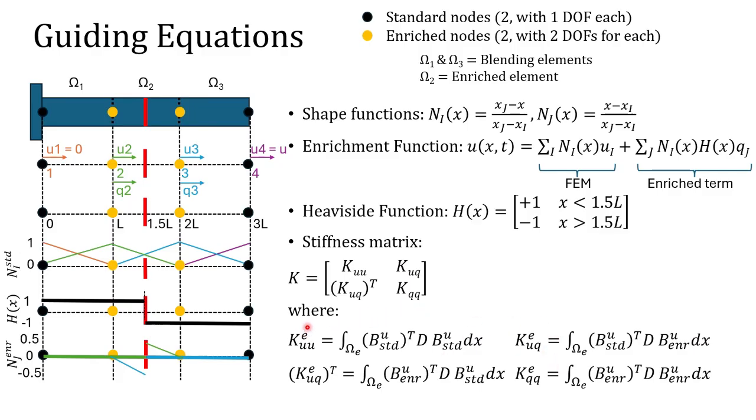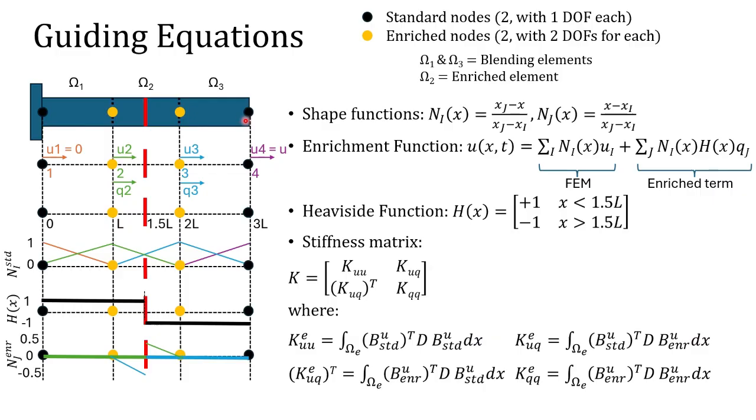KUU is just the standard FEM portion of our analysis. KQQ is just the enriched portion of the analysis, and KUQ and KUQ transpose are a combination of both the standard and the enriched portions of the analysis.